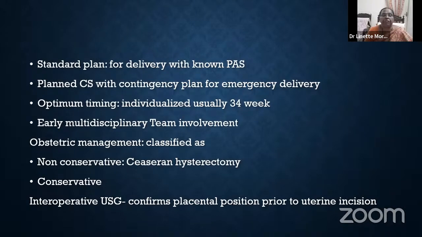The standard plan for delivery with known PAS is a planned cesarean section with a contingency plan for emergency delivery. The optimum timing is individualized, taking into account the advantage for the fetus and the maternal advantages, and usually it is at 34 weeks of gestation. An early multidisciplinary team approach consisting of an anesthesiologist, a senior gynecologist, an interventional radiologist, and blood bank facilities should be available in the immediate vicinity when such surgery is being planned.